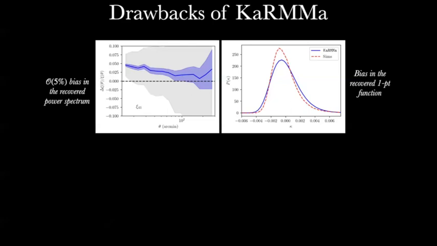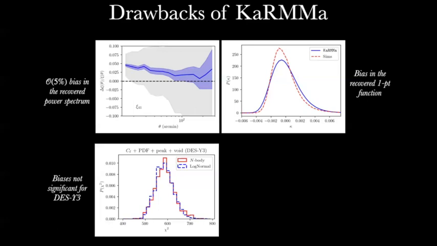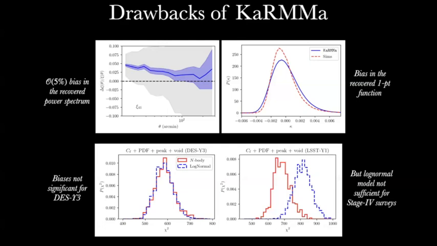Now, this bias that we see is not significant for the current surveys. For something like DES Year 3, if you look at the chi-square distribution of a bunch of 2-point functions as well as some of these non-Gaussian summary statistics, you get the exact same chi-squared no matter what. So what this is saying is that this bias is not significant once you add the noise at the level of the current surveys. However, once we get to next generation surveys like LSST, the log normal model will not be sufficient. So we do need to improve the forward model that we use for our field level inference.